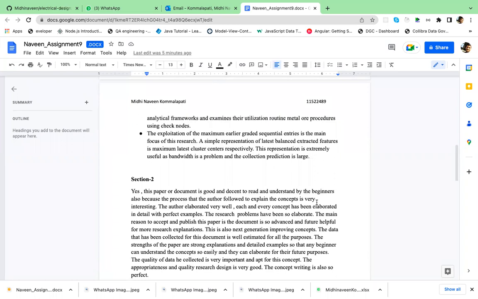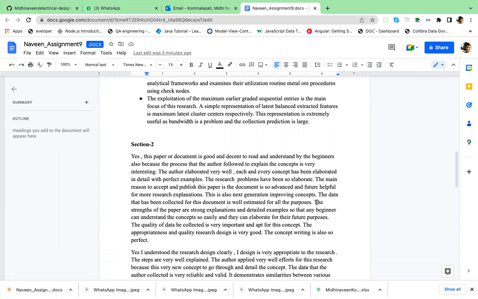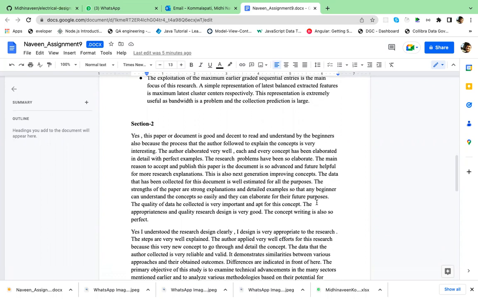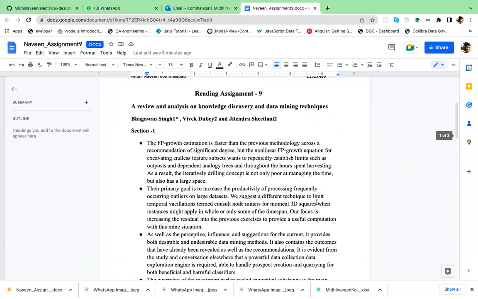The exploitation of the maximum earlier graded sequential entries is the main focus of this research. A simple representation of the latest balanced extracted features is maximum latest cluster centers respectively. Their representation is extremely useful as bandwidth is a problem and collecting prediction is large. And this is section 1.